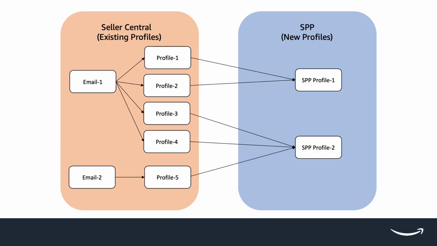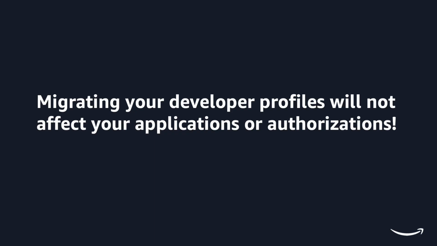Now, this other diagram shows another unification case. If you have one email linked to multiple developer profiles in different regions and a second email linked to another developer profile, you can now choose which profiles you want to consolidate, creating different SPP profiles depending on your business case. This migration won't affect your current apps. They'll continue to work normally.